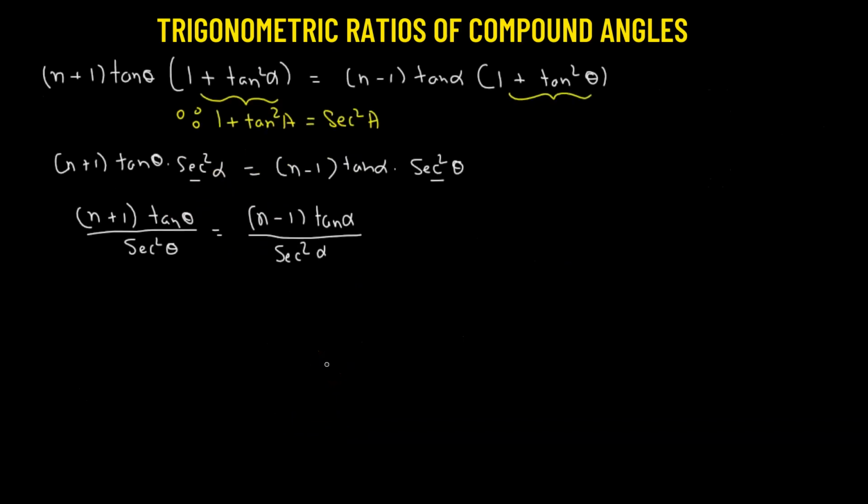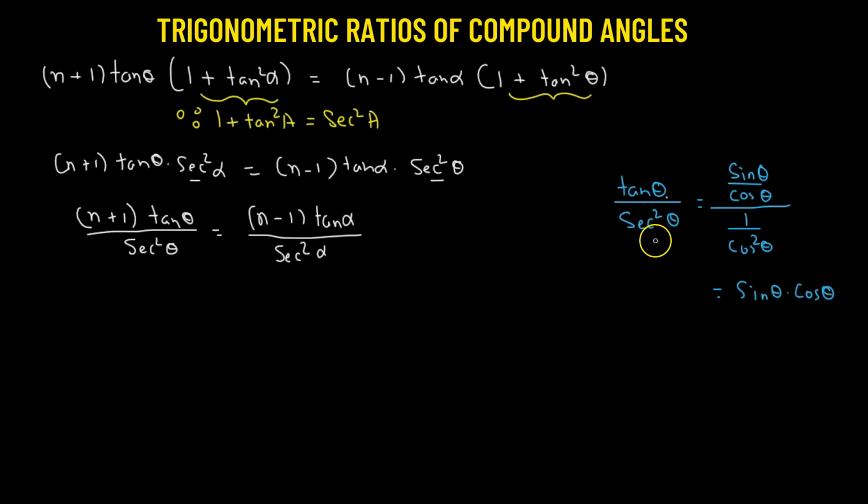Fine. Furthermore, we know that the ratio tangent over secant theta can be also manipulated. Let's do it here. So we have tangent of theta divided by secant squared theta. So what's tangent theta? That's the ratio of sine theta over cosine theta, whole divided by secant squared theta. So secant function is the reciprocal of the cosine function, so we'll get 1 over cosine squared theta. So this will be equivalent to sine theta times cosine theta. So tangent of theta over secant squared theta equals the product sine theta cosine theta.